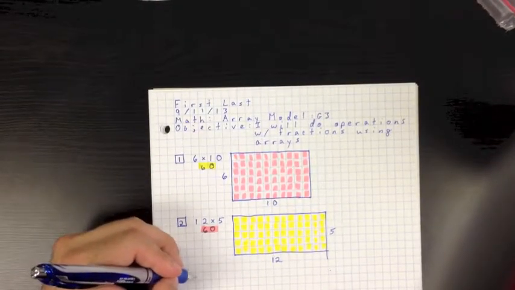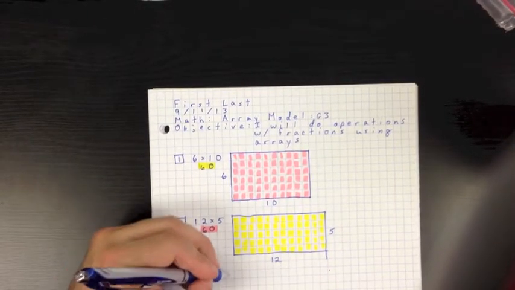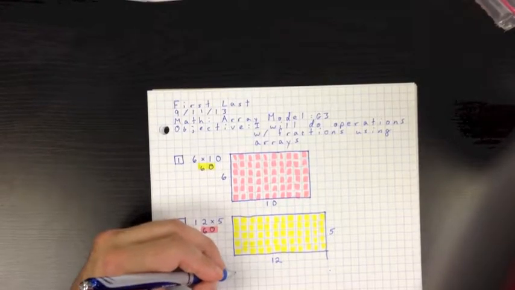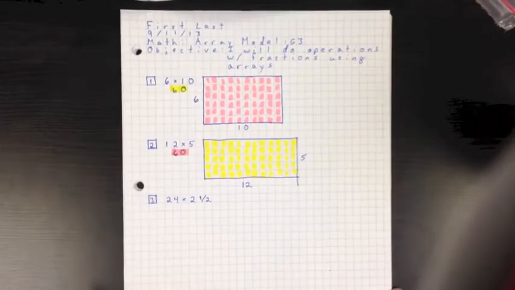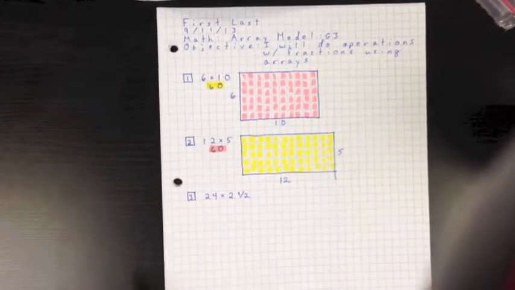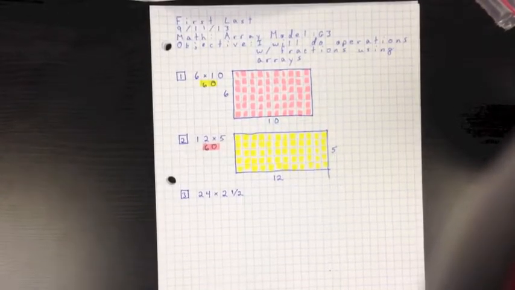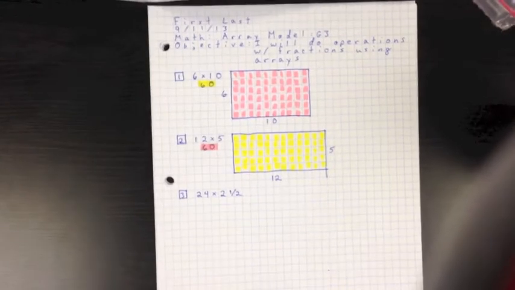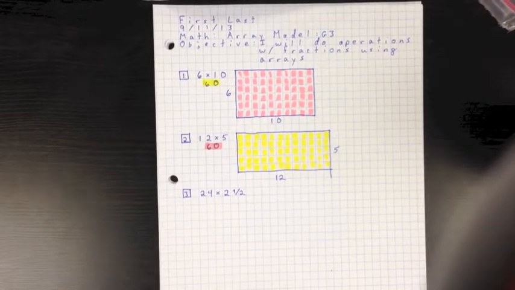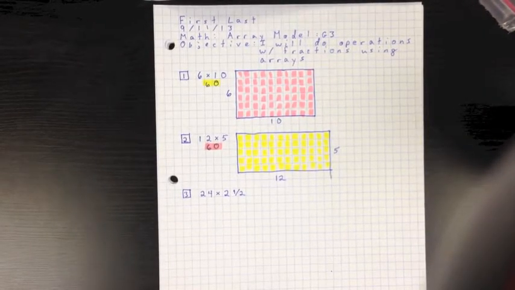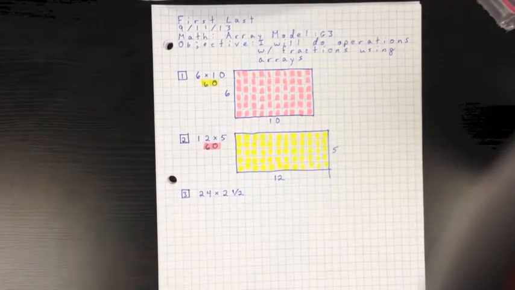24 times 2.5. Now Frankie, he's dishing out spoilers over here because he's already doing what we were talking about in that last one. He already started distributing those numbers.